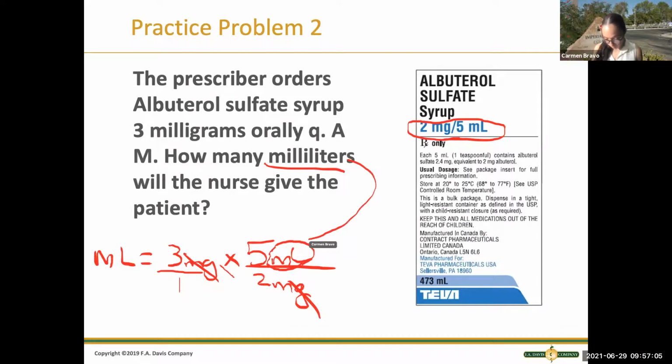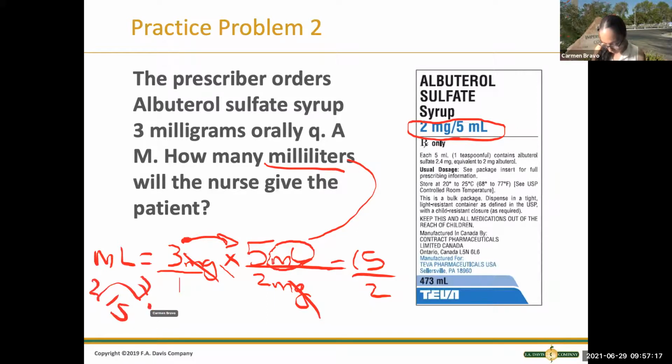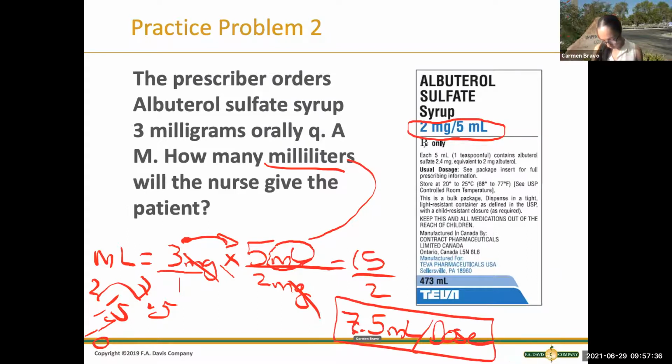When I multiply 3 times 5, it's going to be 15, and then the 2. So now when I divide 15 by 2, it's going to be 7. 7 times 2 is 14. I got 1, and then I bring down the 0, which is going to be 5. So 7.5 milliliters is the answer. Or you write down per dose. That will be my dose.